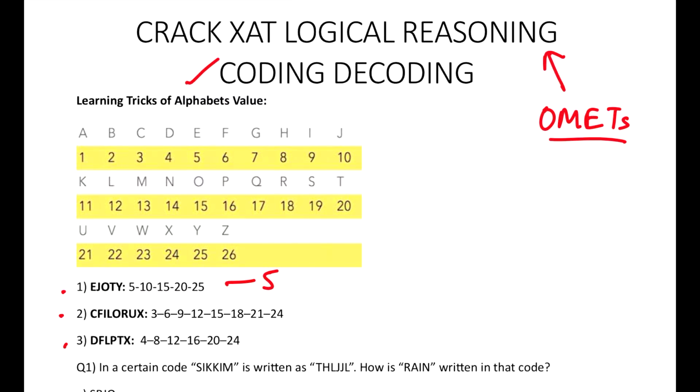Similarly, we also have one more, which is called CFILORUX, which is the table of 3. So again, the same thing. If you remember the position of any alphabet over here, then getting its place value becomes extremely simple. The third one is DHLPTX. Okay, so this one will be DHLPTX, which is the table of 4. And so again, the positions would help you drastically over here.